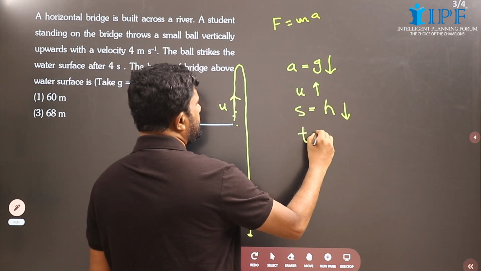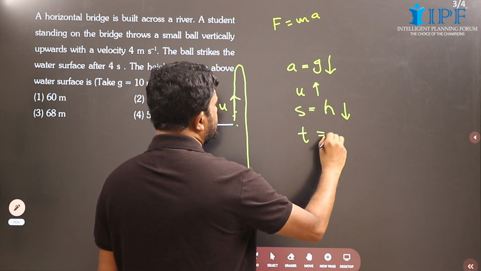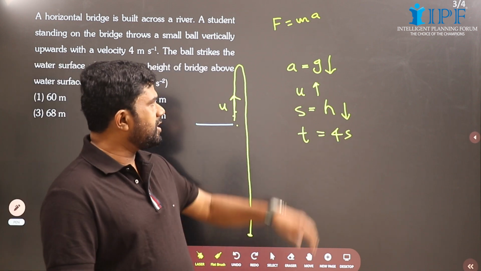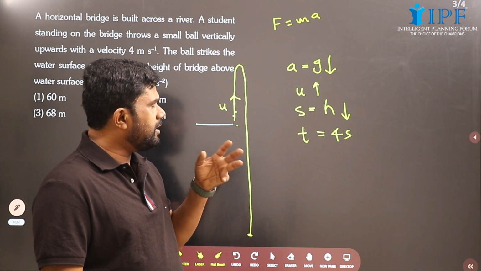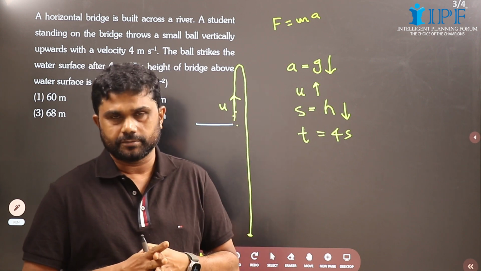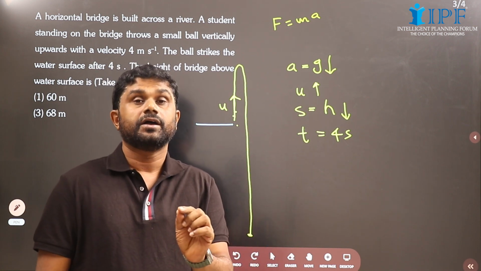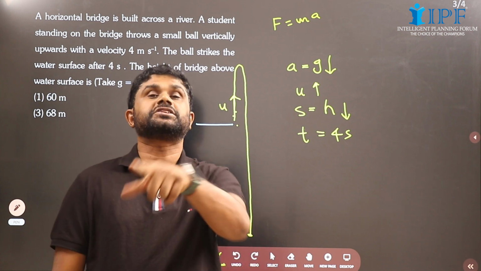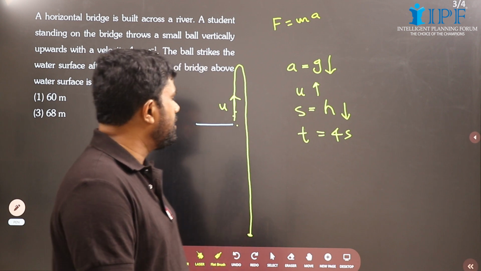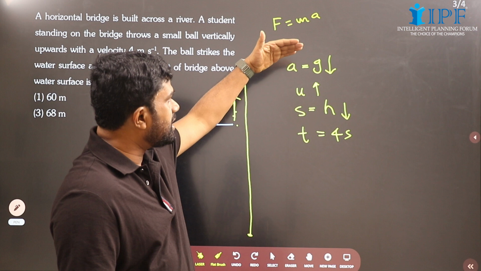And we want to find what? t is given as 4 seconds. So we have this much data. What is the equation connecting all these? It is s equal to ut plus half at square. In s equal to ut plus half at square, s will give you the displacement, not the distance travelled. Here the displacement we have to find out, that is the height of the bridge.